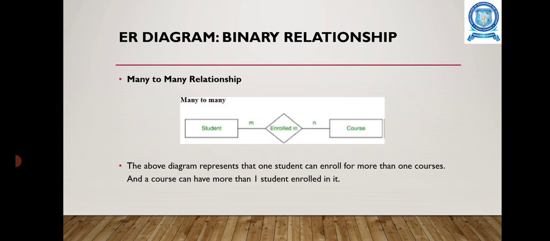Next one is the many-to-many relationship. In many-to-many, the above diagram represents that one student can enroll for more than one course and a course can have more than one student. That means the student entity and the course entity have a number of relationships between them. That means one student can have more than one course, and many students can take a course.